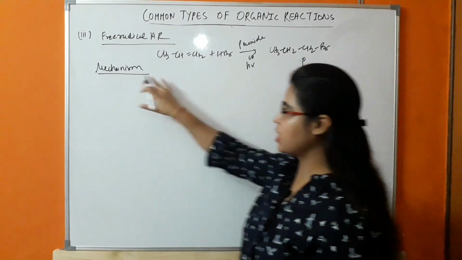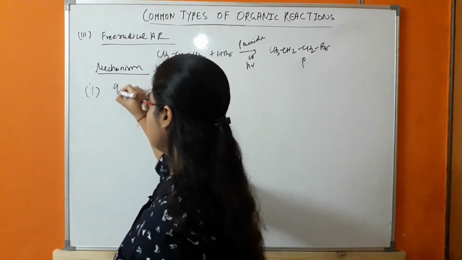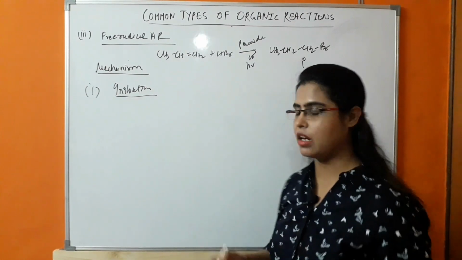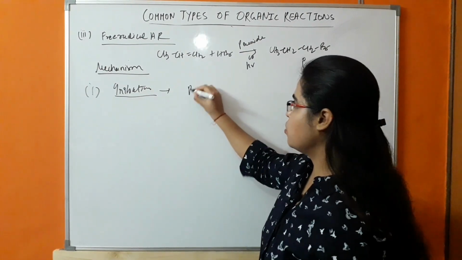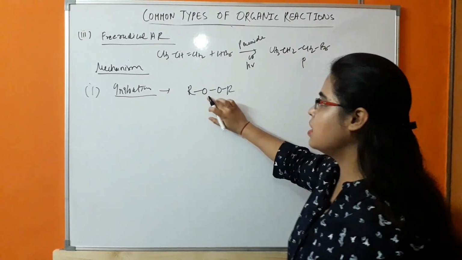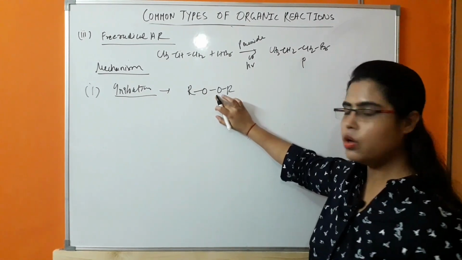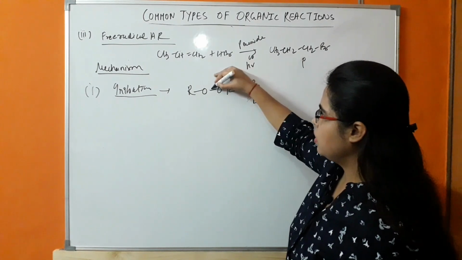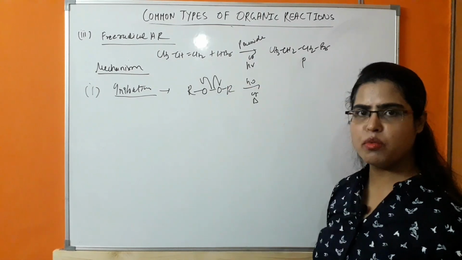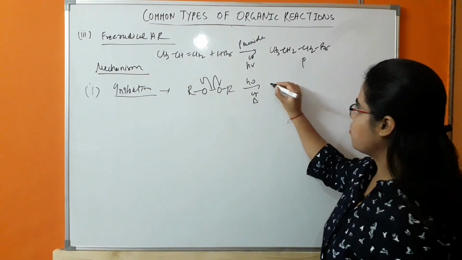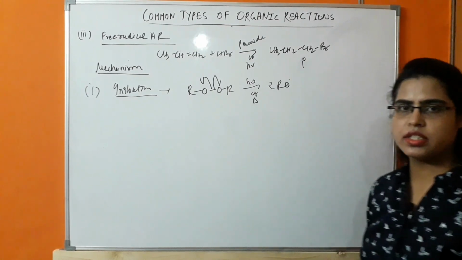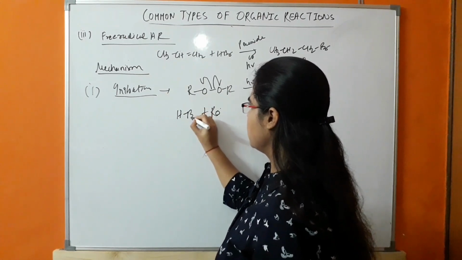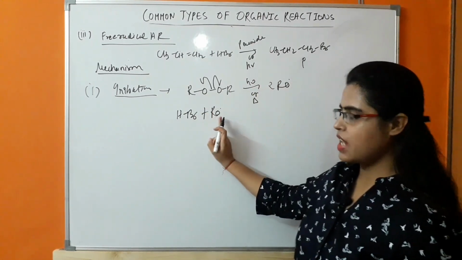So the mechanism behind this reaction, first will be initiation. In the initiation, there will be the formation of first of all a free radical, that is an odd electron species. So this peroxide is having an O single bond O. This peroxide in the presence of light or heat will undergo homolytic fission. This will form two molecules of peroxide radicals. This radical then reacts with HBr.